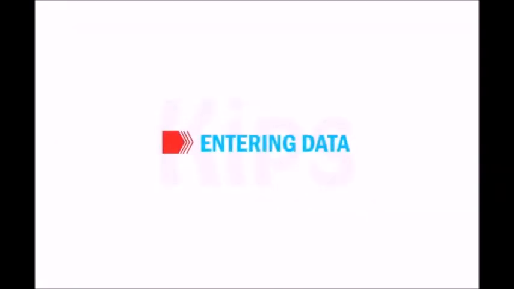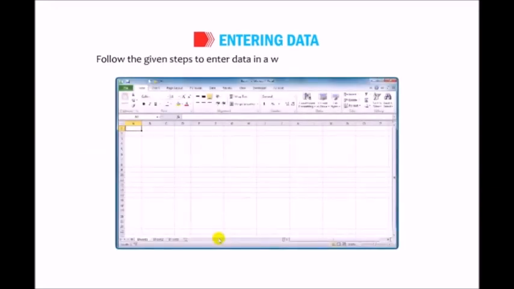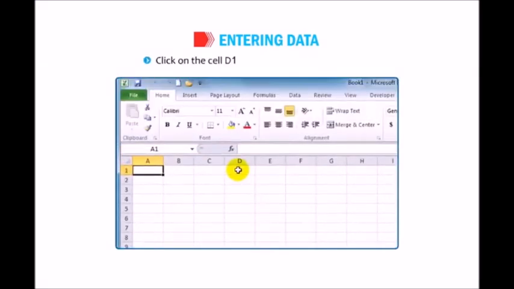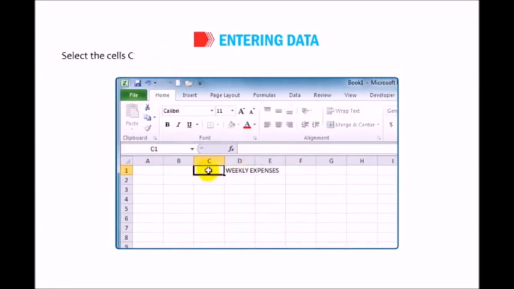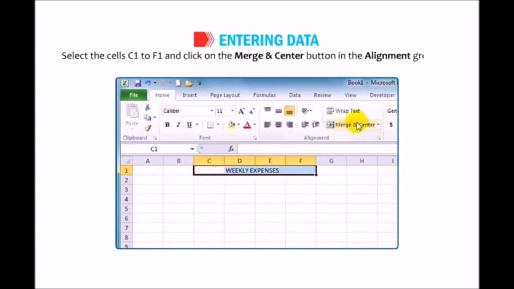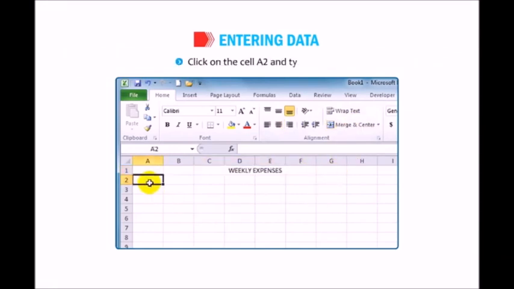Now let's move towards the next topic, which is entering data. Follow the given steps to enter data in a worksheet as shown in figure. Open a new workbook. By default, sheet 1 is the active worksheet. Click on the cell D1 and type weekly expenses. Select the cell C1 to F1 and click on the merge and center button in the alignment group on the home tab. Click on the cell A2 and type items.